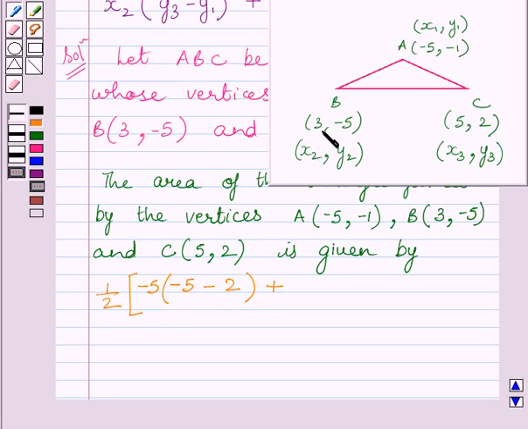We know x2 is equal to 3 multiplied by (y3 minus y1). We know y3 is equal to 2 and y1 is equal to -1. So we can write 2 minus (-1), plus x3. We know x3 is equal to 5. So 5 multiplied by (y1 minus y2). We know y1 is equal to -1 and y2 is equal to -5. So we can write y1 minus y2.